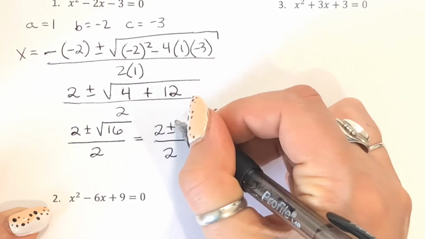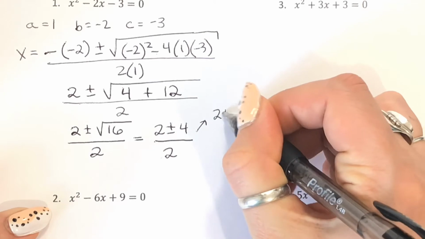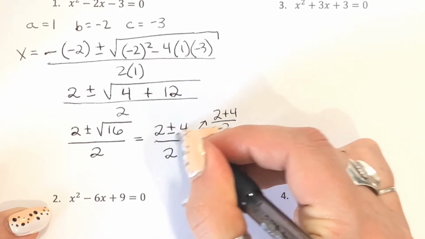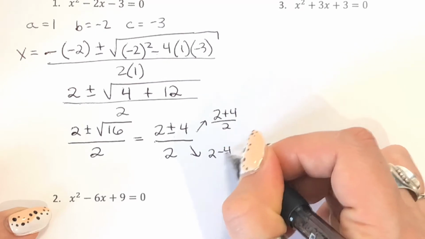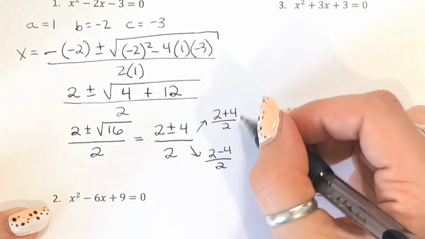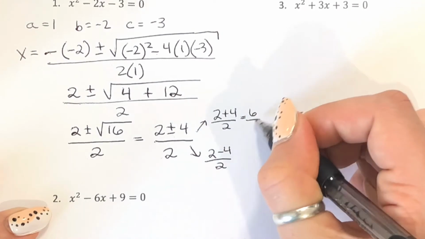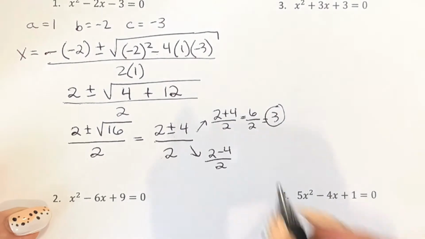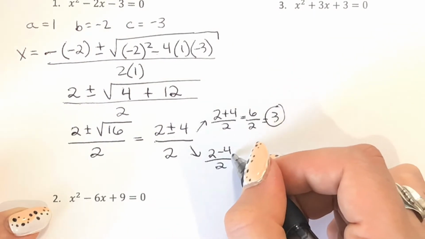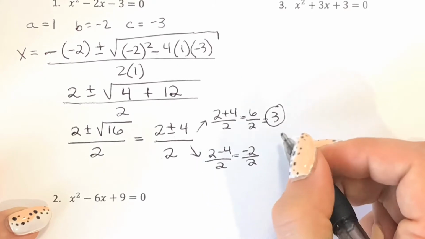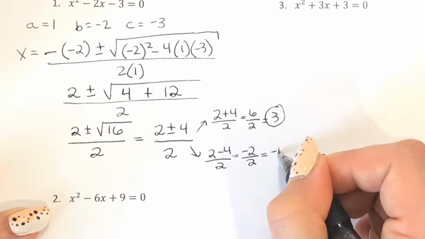We have 2 plus 4 over 2, and then we also have 2 minus 4 over 2. So let's simplify those numerators now. 2 plus 4 is 6. 6 divided by 2 is 3. So there's one answer. 2 minus 4 is -2. And -2 divided by 2 is -1.